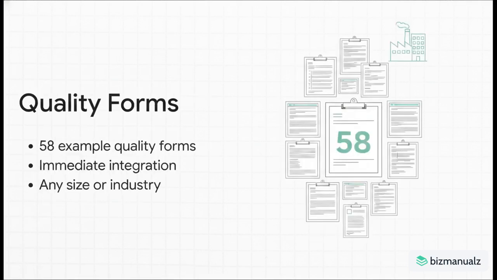And hey, let's talk about the lifeblood of any audit, the paperwork. This package includes 58 example quality forms. If you've ever been through an ISO audit, you know that forms are the exact evidence auditors are looking for. Having 58 pre-built forms ready for immediate integration means you're covering every necessary angle. And importantly, the source material notes that these are designed for any organization, completely regardless of your size or industry type. They are universally applicable, which is a huge plus.